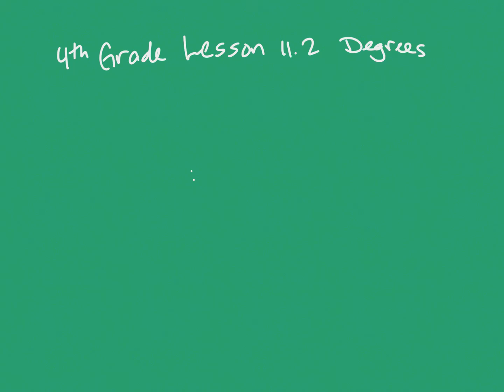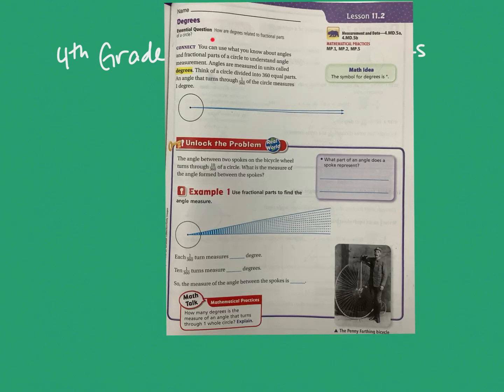Fourth grade, lesson 11.2 is degrees of a circle. Our central question is, how are degrees related to fractional parts of a circle? So we're going to tie that to what we worked on in lesson 11.1. You can use what you know about angles and fractional parts of a circle to understand angle measurement.